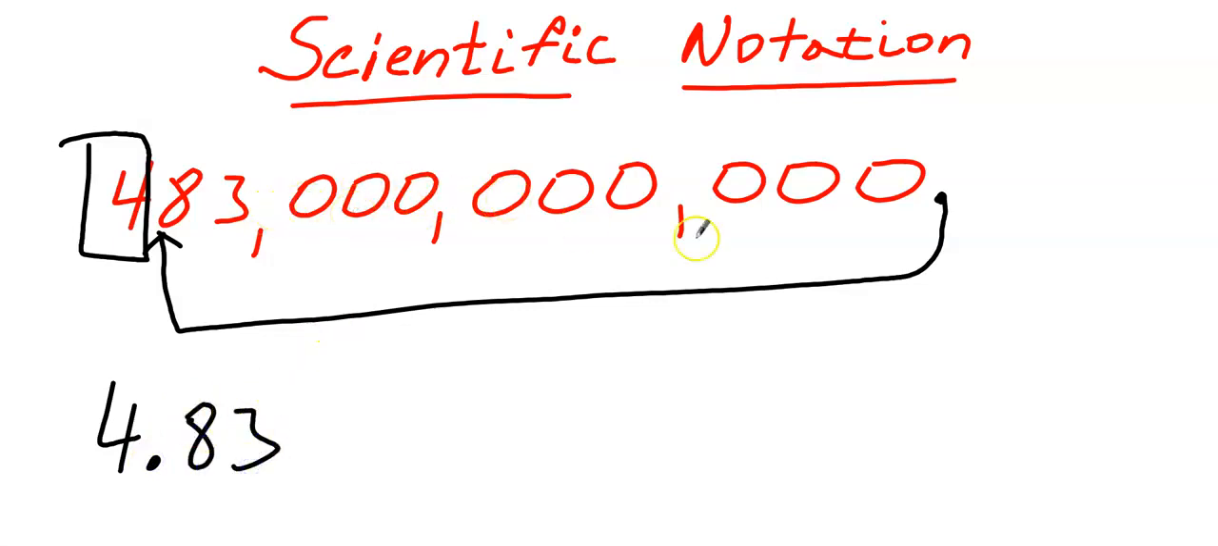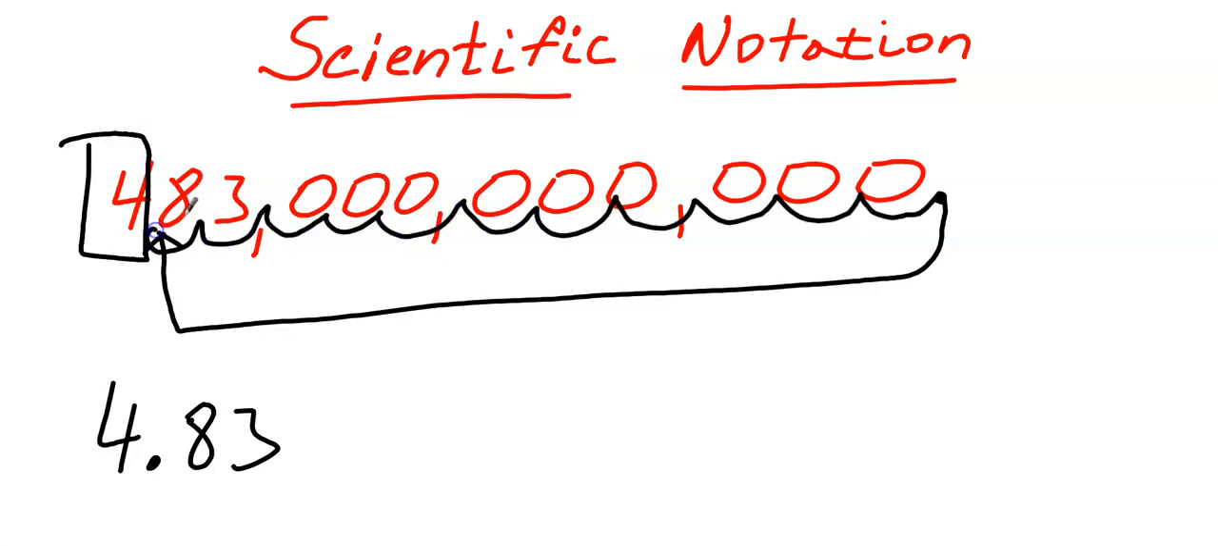Now the zeros are not worth any values here, but we do have to count how many spaces we moved to go from here all the way to there. So count spaces: 1, 2, 3, 4, 5, 6, 7, 8, 9, 10, 11. So we moved 11 times. Now, this number is not worth 483 billion. For it to be worth the same exact amount as this, and we want it to be equal to this, we have to multiply it by 10.